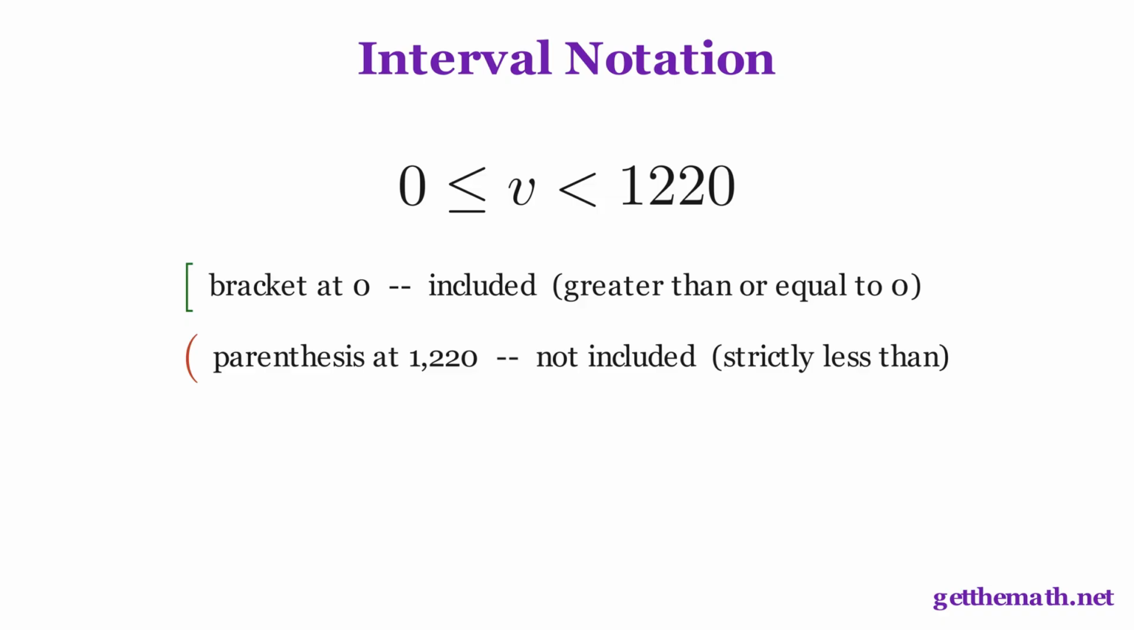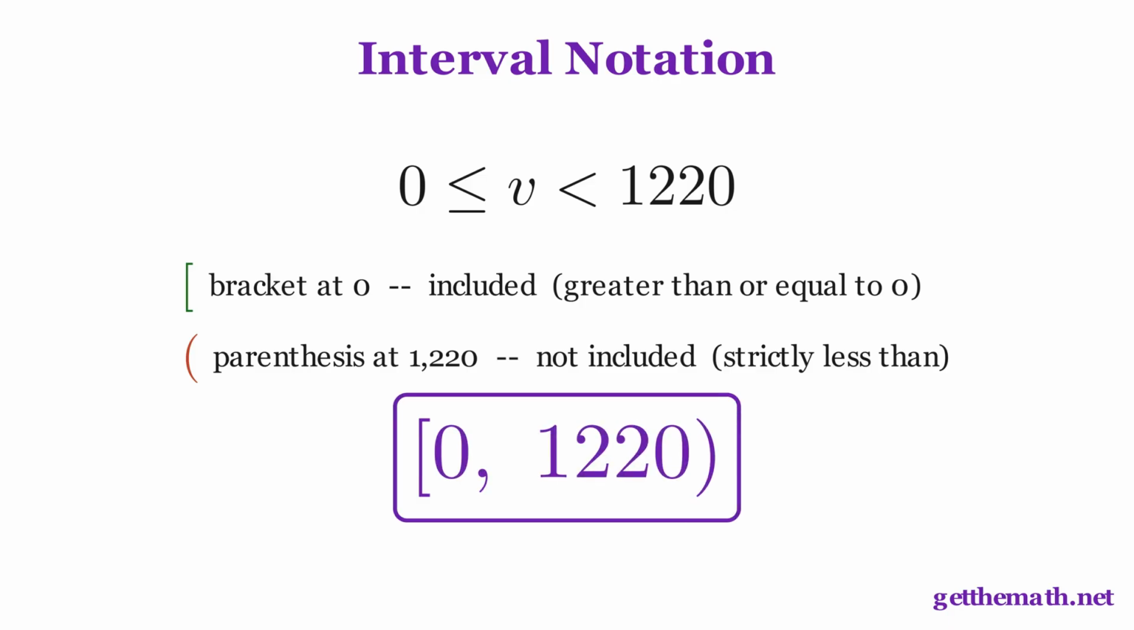For the right endpoint, 1,220, we use an open parenthesis because 1,220 is not included. Spending exactly 1,220 would leave only 1,500, which does not satisfy the goal of more than 1,500. The interval notation is closed bracket 0, 1,220, open parenthesis.